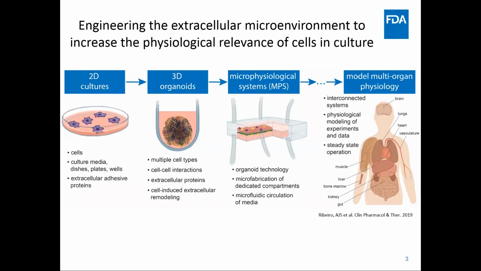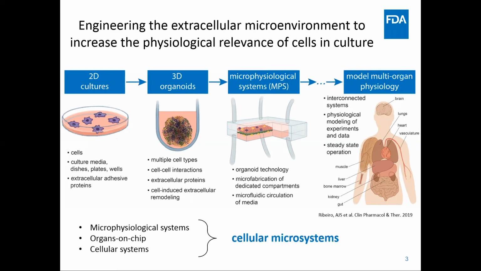Engineered cellular systems, microphysiological systems, these are all types of cell culture systems that were developed to enhance the physiology of cells in vitro and make cells have a function that resembles more the function of cells in vivo than the function of cells in traditional 2D culture systems. There are many terms that are used for these types of systems: microphysiological systems, organs on chip, cellular systems. In addition to calling these microphysiological systems, I'll also be referring to these as cellular microsystems today.